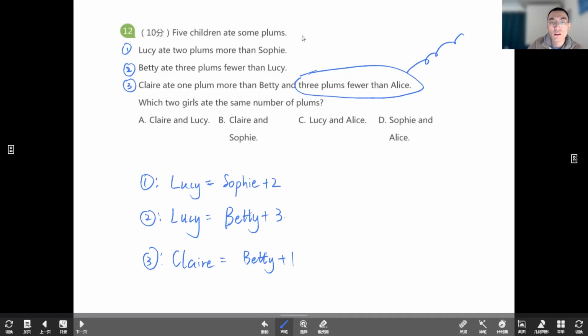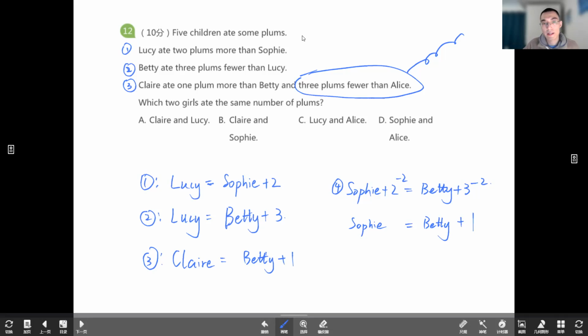Because Lucy equals Sophie plus 2 and Lucy equals Betty plus 3, we can actually write Sophie plus 2 equals Betty plus 3. This is the hidden condition, expression number 4. If we take away 2 from both sides of the equation, Sophie plus 2 minus 2 equals Betty plus 3 minus 2. So the plus 2 minus 2 cancels out, and Betty plus 3 minus 2 gives us Betty plus 1. Now it is clear.